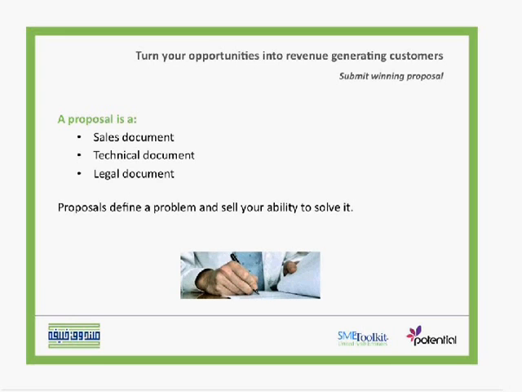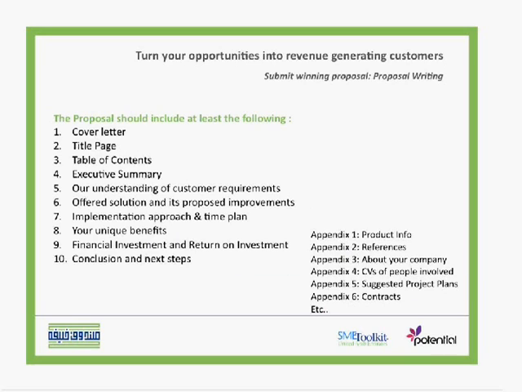So the proposal should at least include the following important things. First, the cover letter. Second, a title page. Then table of contents. Then executive summary. Then the fifth stage is our understanding of the customer requirements, and this is to illustrate the problem. What is the problem that they have and how we will solve it later on.